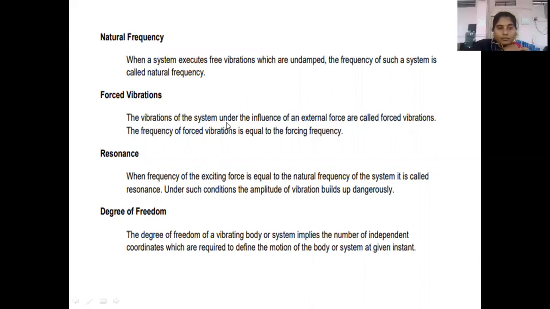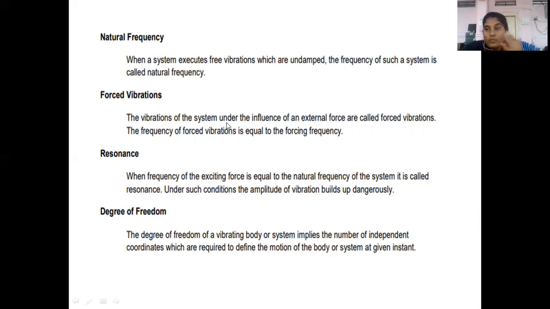Natural frequency, you should already know what it is. When a system exhibits free vibration which is undamped, see, natural frequency arises when the system exhibits free vibration. The first thing is that it is a free vibration. The second is that it is undamped. Undamped means there are no dampers available. So any system that executes free vibrations which are undamped, the frequency of that system is called the natural frequency.